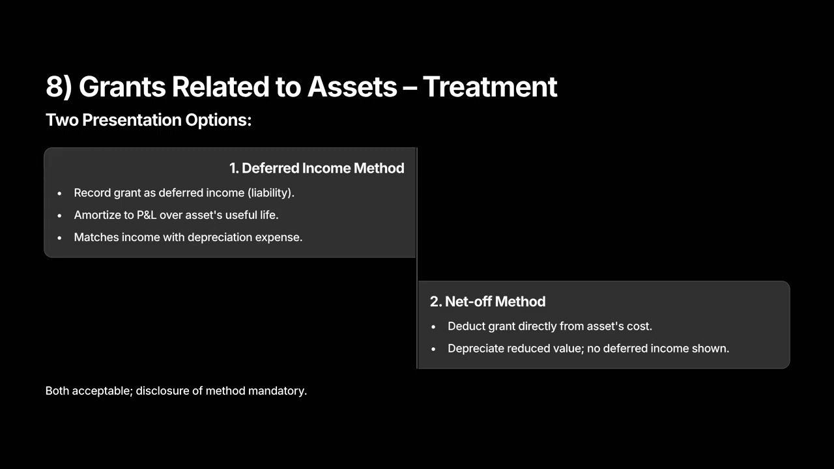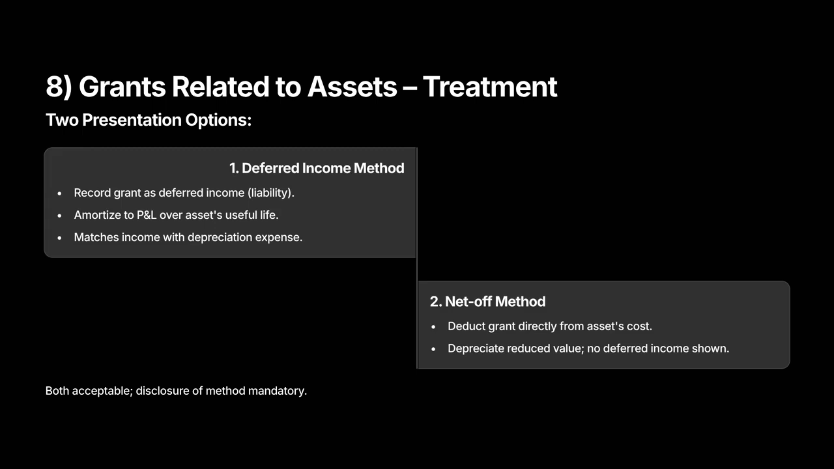Other. Grants related to assets. Treatment. Now let's look at grants that help you buy or build assets. You have 2 acceptable presentation methods. Method 1, deferred income. You record the grant as a liability called deferred income. Then, every year, you transfer a portion to the profit and loss account, aligning with depreciation.